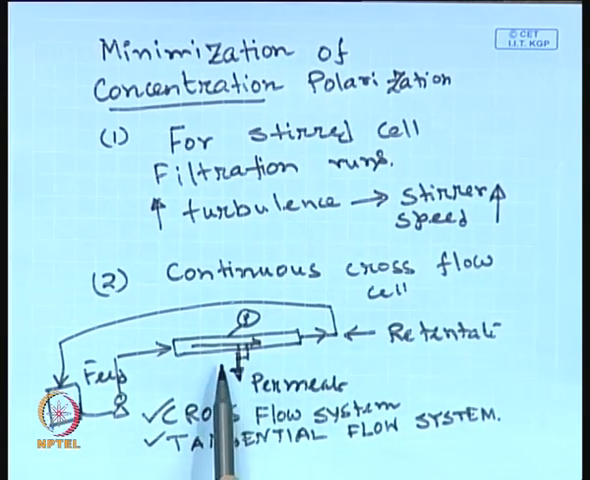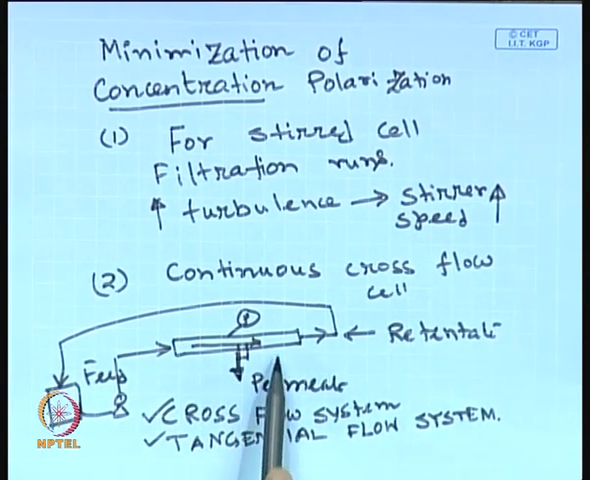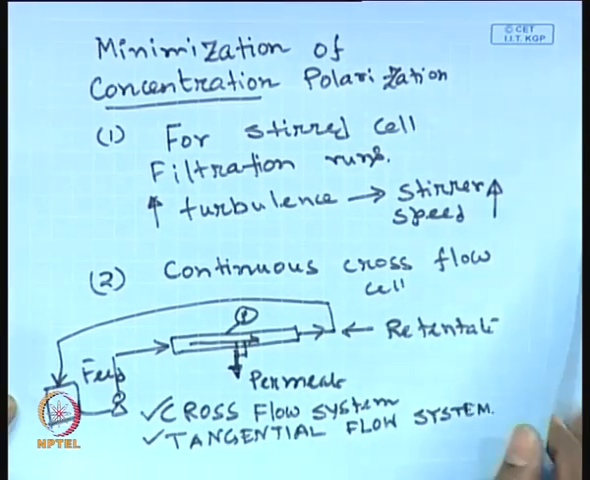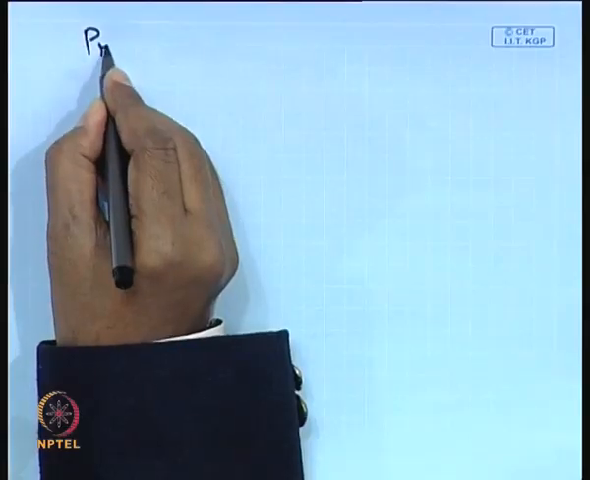So, by inducing such flow in the system, one can decrease the thickness of the concentration boundary layer, and consequently one can have an increase in the permeate flux or the productivity of the system. Okay. So, we should admit that we cannot avoid concentration polarization, we can only minimize it as much as possible. So, including the concentration polarization, let us see how we can predict the system performance.